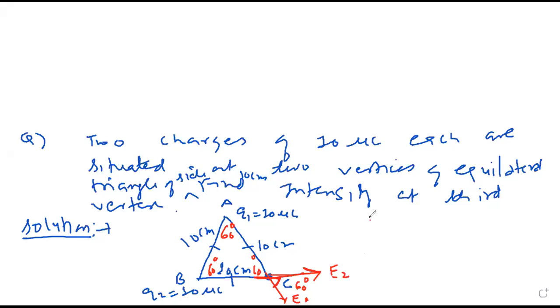Now here, can I say E1 is the same as E2? I have not calculated, but still can I say? You can say so, because charge and distance are the same for both. If charge is the same and distance is the same, magnitude will be the same. So I can say E1 equals E2. Therefore, if both are equal and the angle between them is 60, then from vector addition, can you tell what the resultant intensity is?